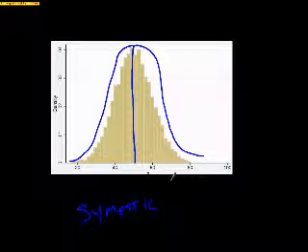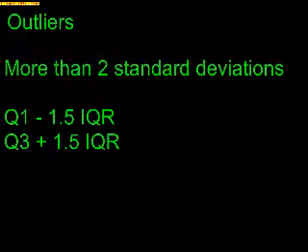The next thing I want to look at are my outliers. So let's take a look at outliers real briefly. Here are my outliers. And here are the definitions of outliers. Outliers are either more than 2 standard deviations from the center, which is our mean, our mu, plus or minus 2 standard deviations, or below Q1 minus 1.5 IQR or above Q3 plus 1.5 IQR. That's our shape and our outliers.